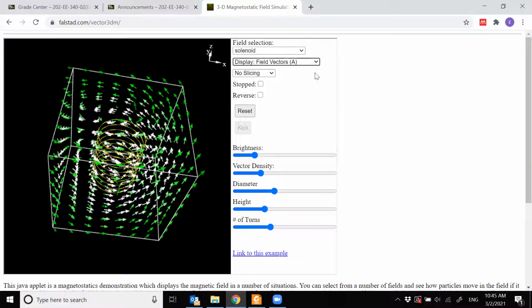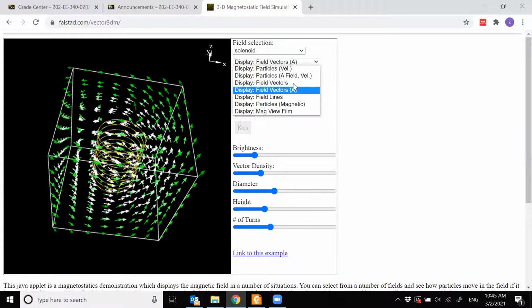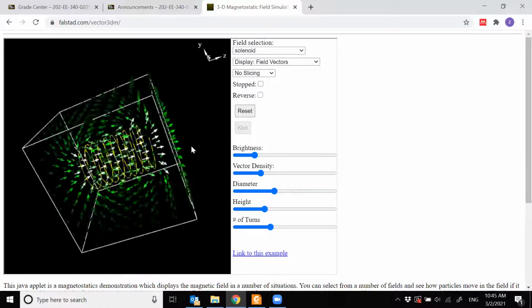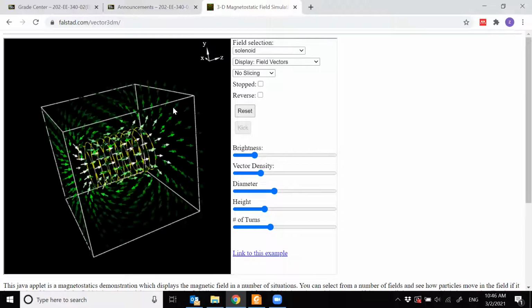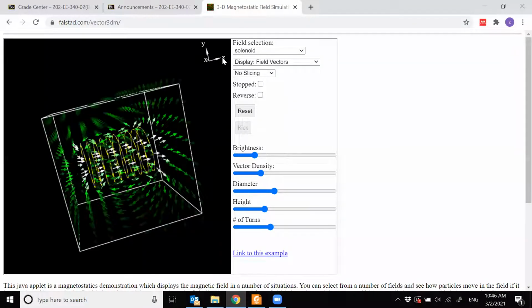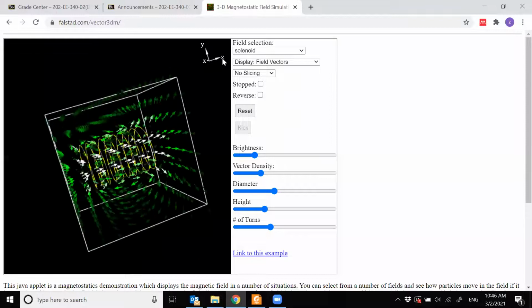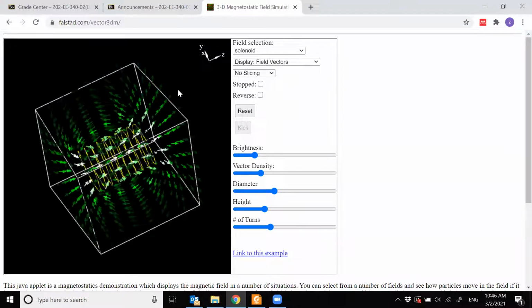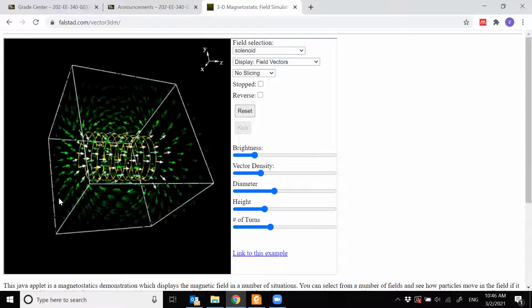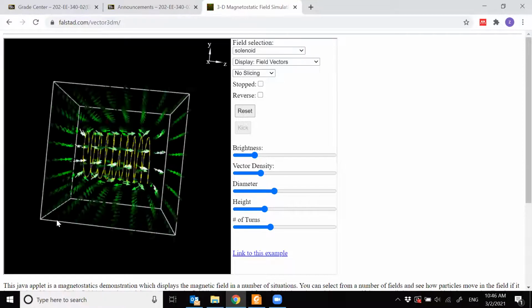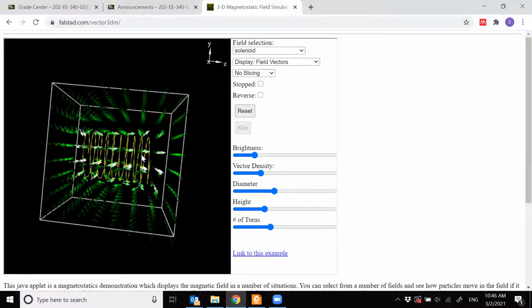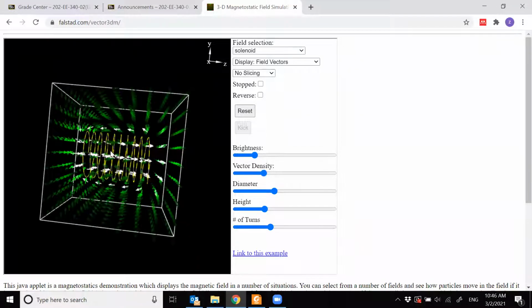Oh, sorry. I am using it is not field vector. Sorry, it's this field vector. Yeah, that's why I see this is the solenoid. If you see here, so let me make it properly. Sometimes it gives tough time. Yes. So if you see here, inside it's almost constant when I increase the turns, but outside it is going out.